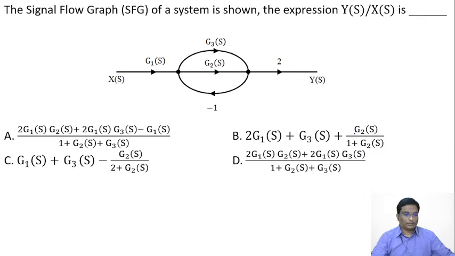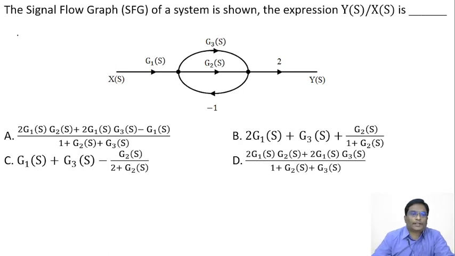Right now, they're given the signal flow graph, SFG. This question belongs to control systems. The signal flow graph shown in the figure, the expression for Y(s)/X(s) is. If you notice this one, how many forward paths are there?